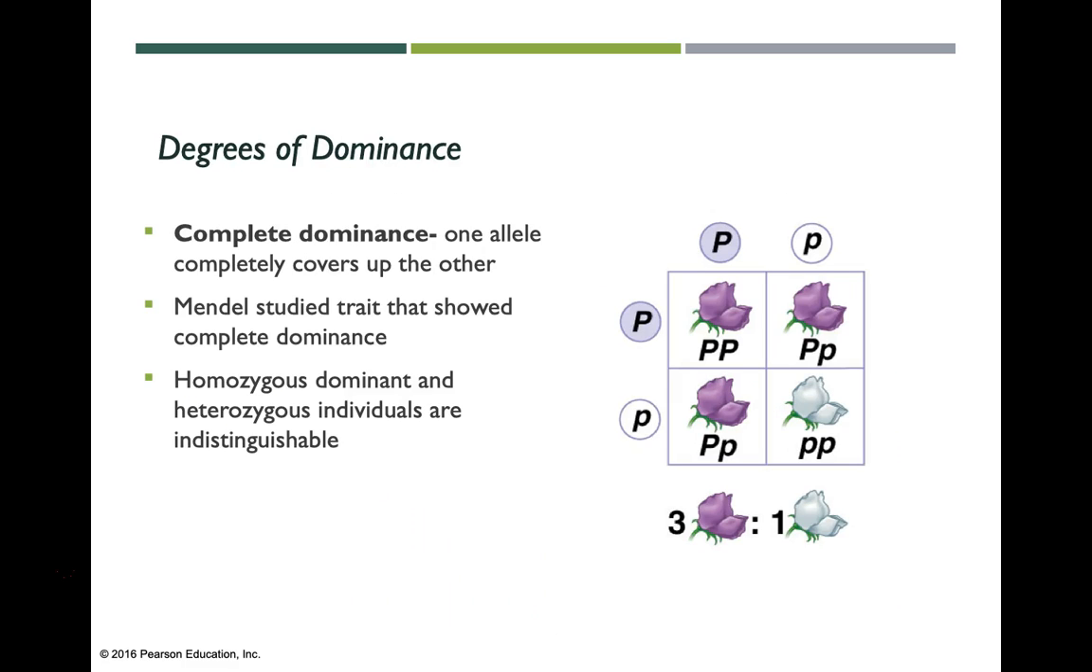So Mendel worked with traits that showed complete dominance. This is a trait where one allele completely covers up the other. Going back to our purple and white flowers, the purple allele completely covers up the white. And in the individuals from these crosses, you are distinctly purple or distinctly white. The important thing about this is that homozygous dominant and heterozygous individuals are indistinguishable. You cannot look at an individual and say that one is the purple heterozygous because there's no phenotypic difference.